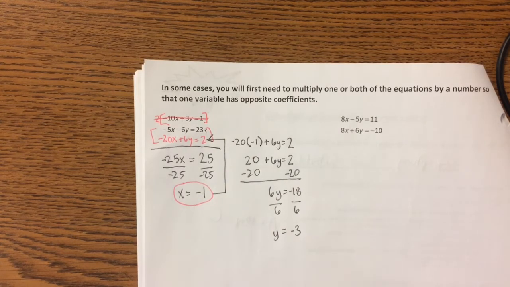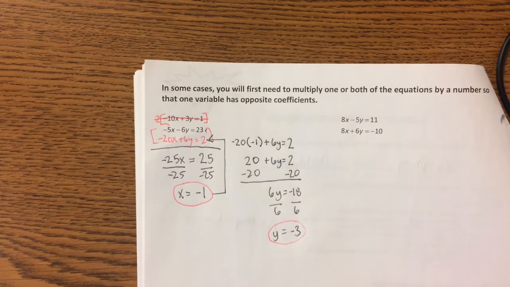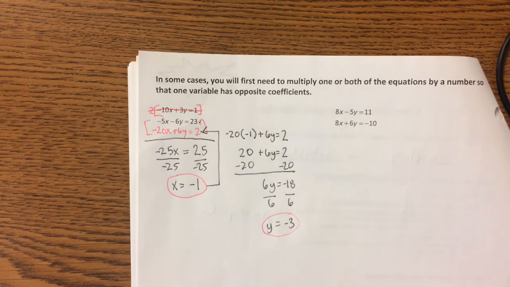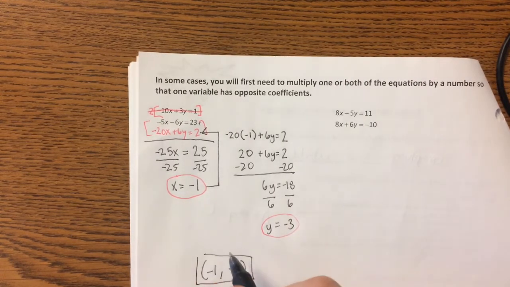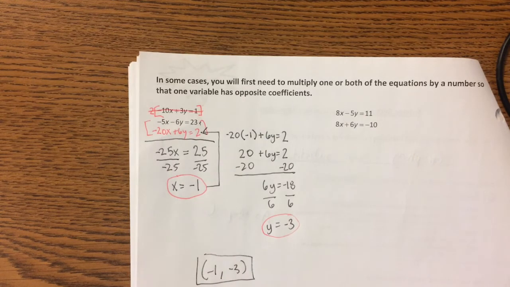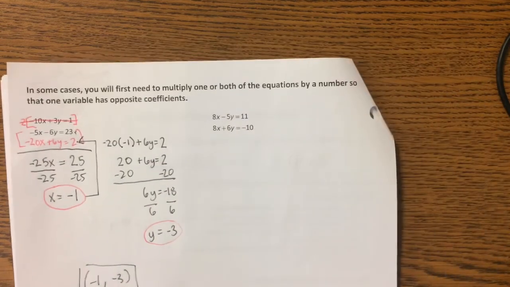So now I've got my x and my y, so I'm ready to write my final answer, my solution. I've located the coordinate where these two lines are crossing, and it's at negative 1, negative 3. All right, so let's try the next one.